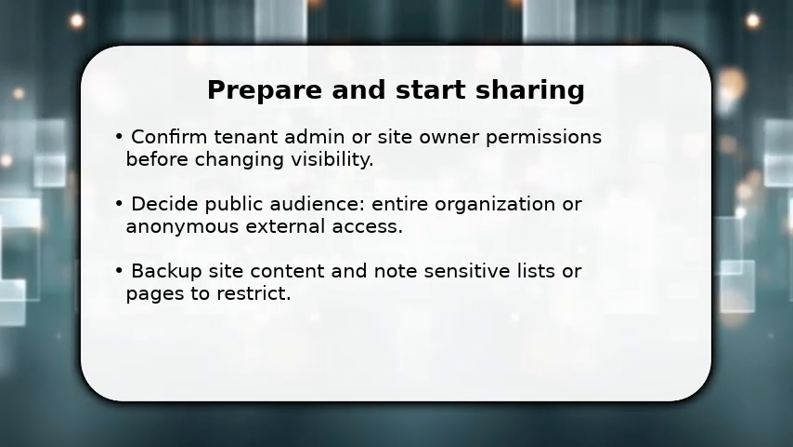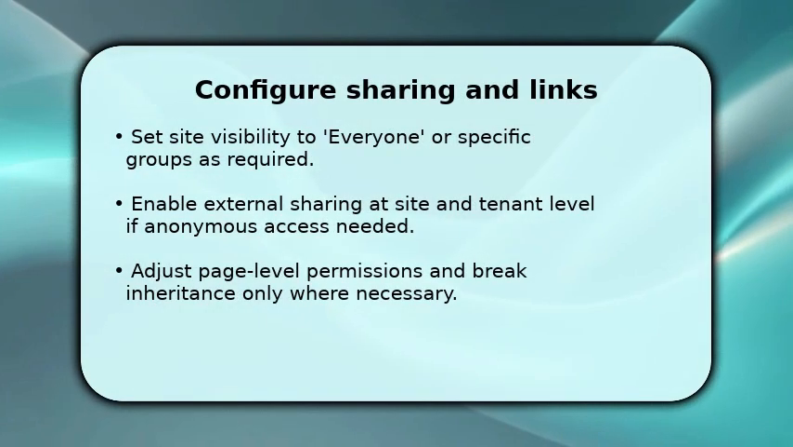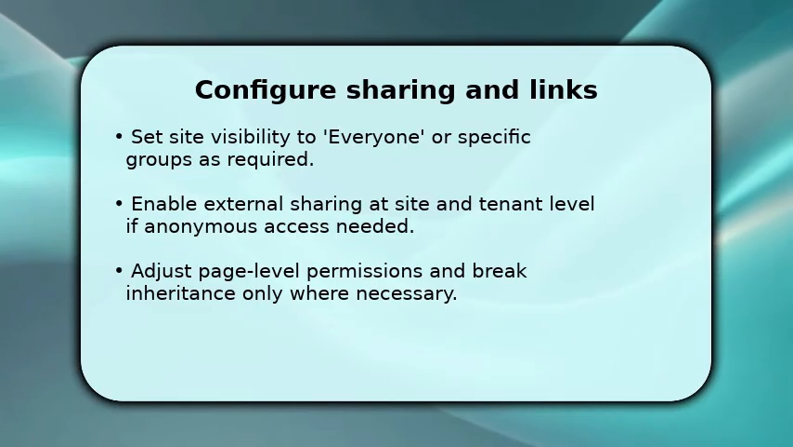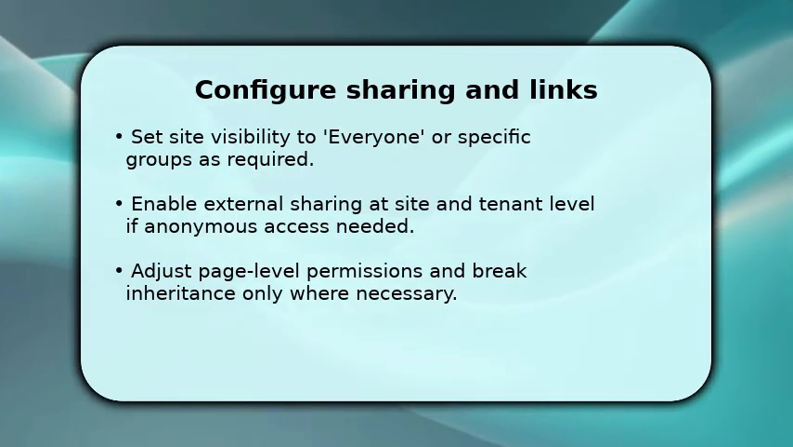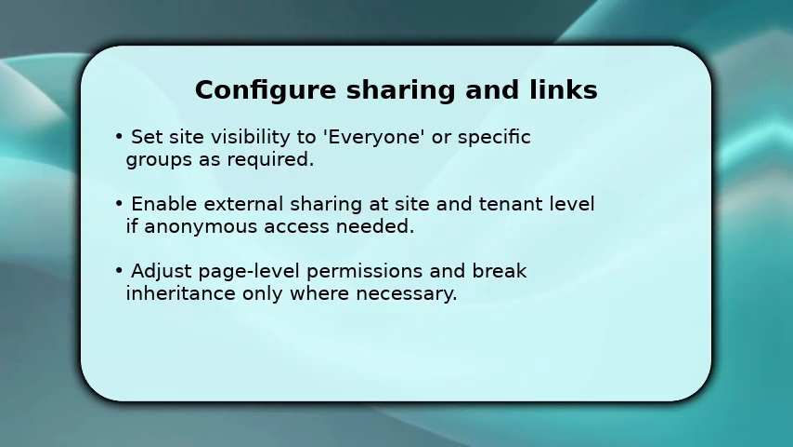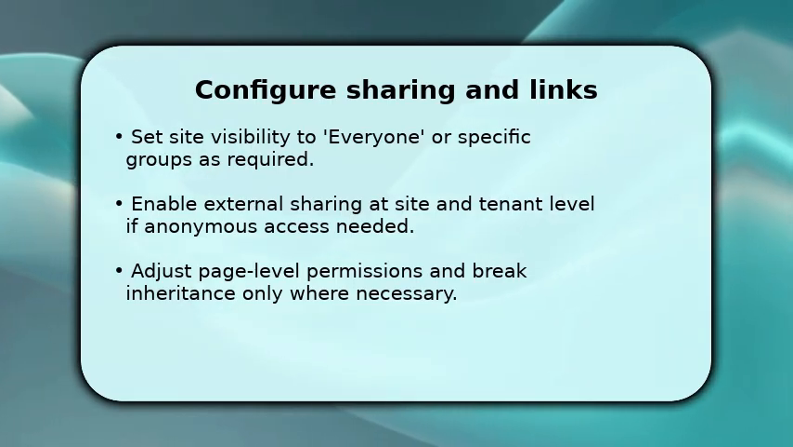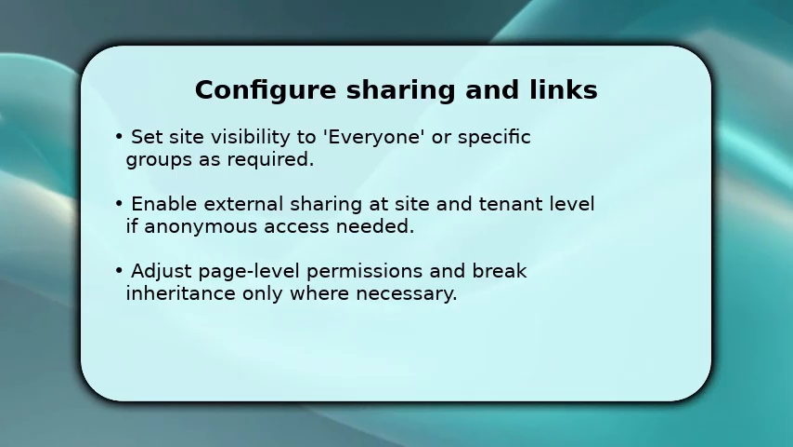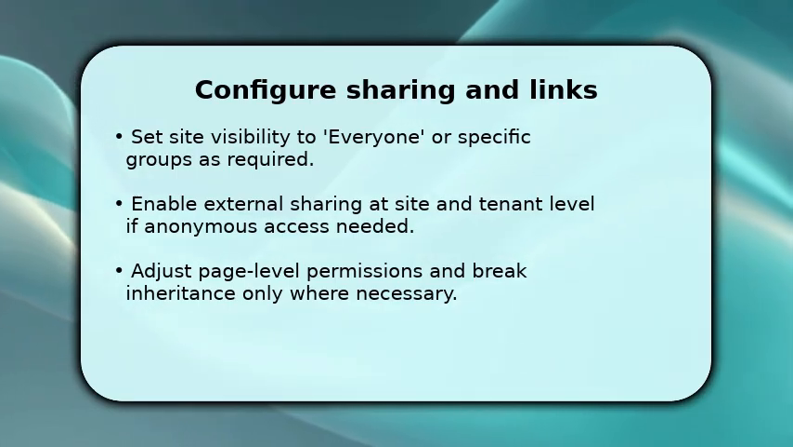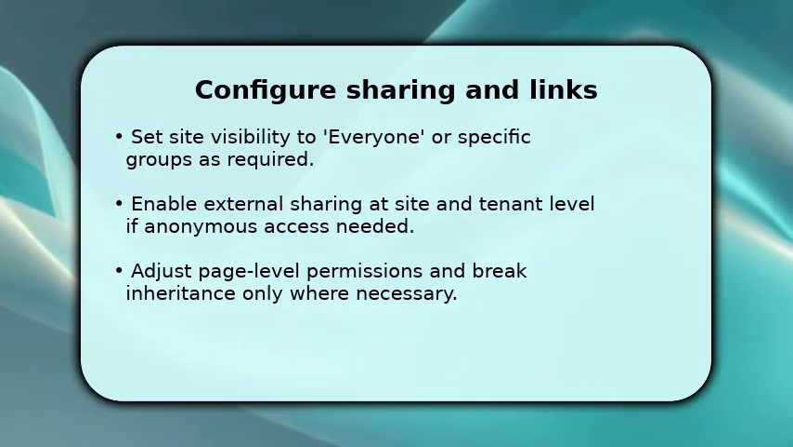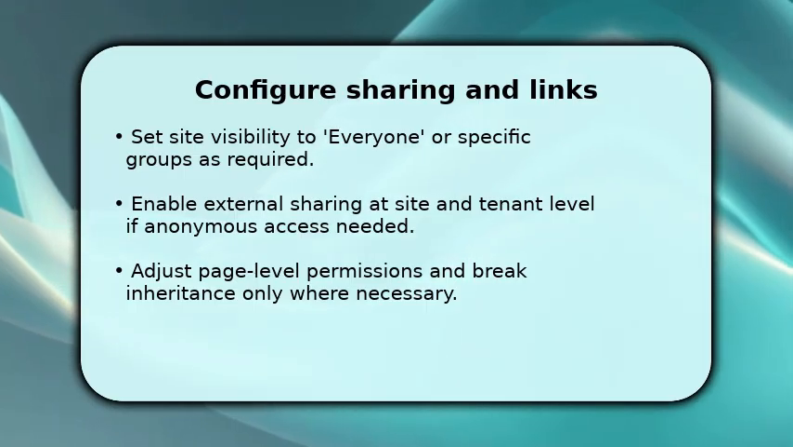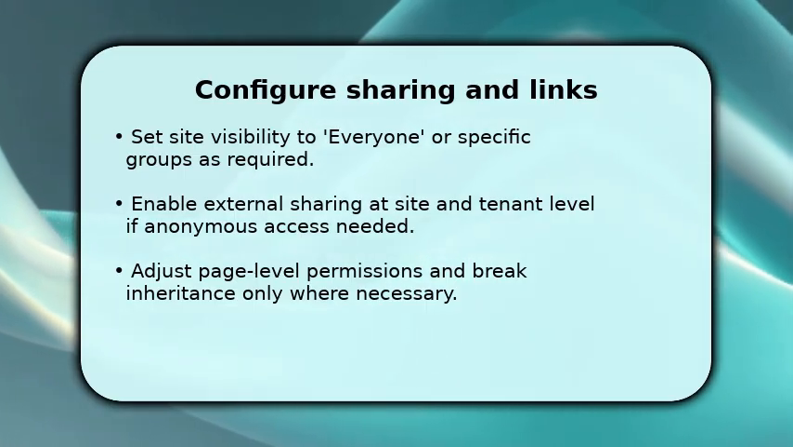Once done with the initial checks, open site permissions and select Change Site Permissions to set visibility to everyone except external users or everyone if allowed. If you need anonymous links, go to the Microsoft 365 Admin Center and enable external sharing for SharePoint at the tenant level, then confirm site-level sharing is not restricted.